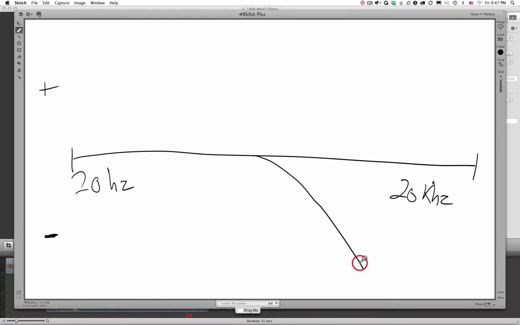This filter is called a low-pass filter. The reason we know that is because what frequencies are being removed? Well, these frequencies here are being removed. And what frequencies are being allowed to pass through the filter? Well, these frequencies down here are being allowed to pass through the filter unaffected. So this is a low-pass filter.